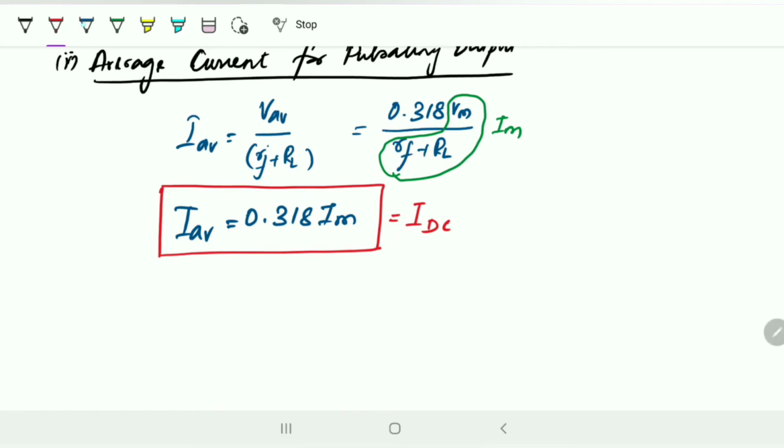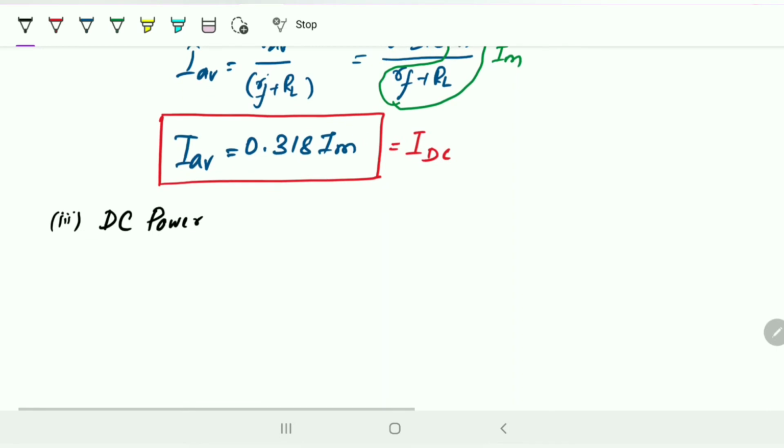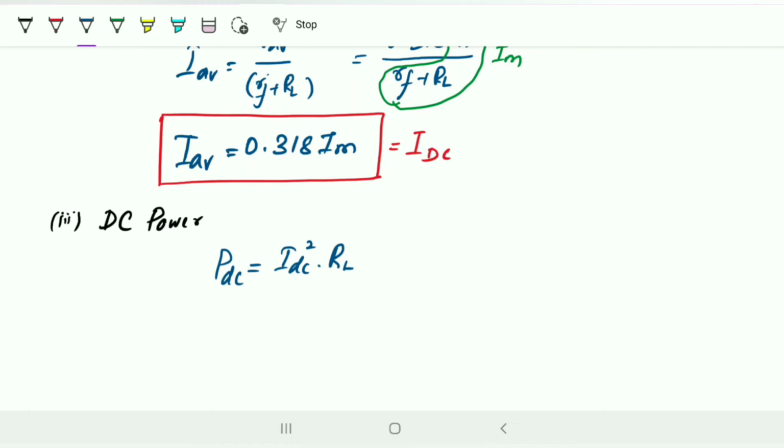Let me find the DC power. So we know that PDC is equal to IDC square into RL, because this power is measured across only the load. I'm not going to take forward the leakage resistance of the diode. This is the load resistance, where the power is measured only for the load.